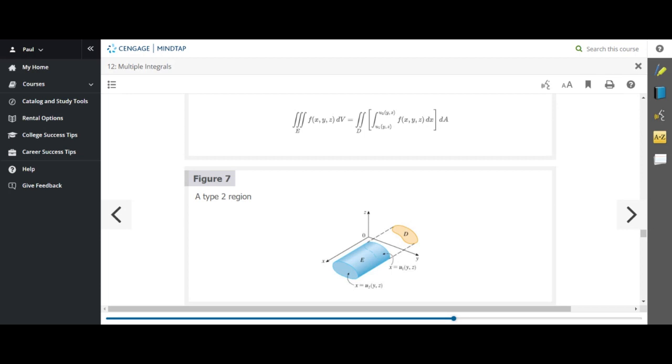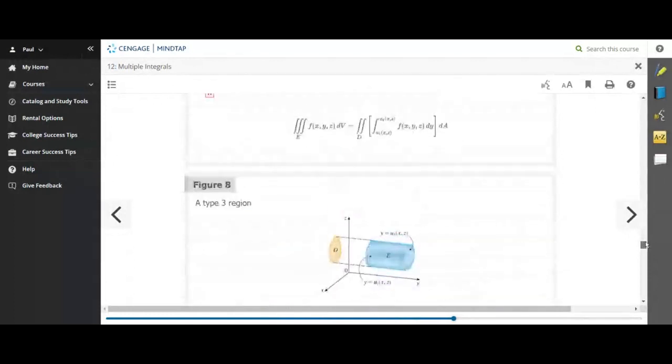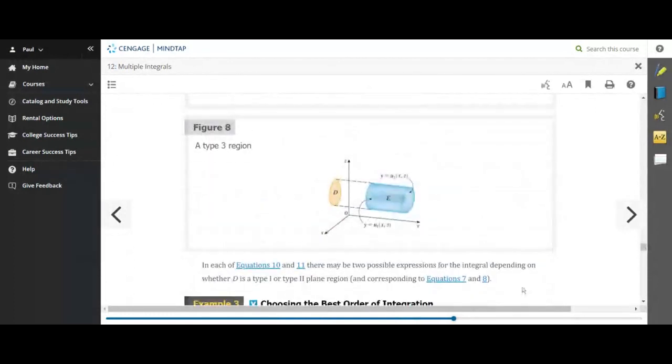Okay. Are there any questions so far? Okay, well, let's look at another scenario here. Look at figure 8. Figure 8, there's your solid E.